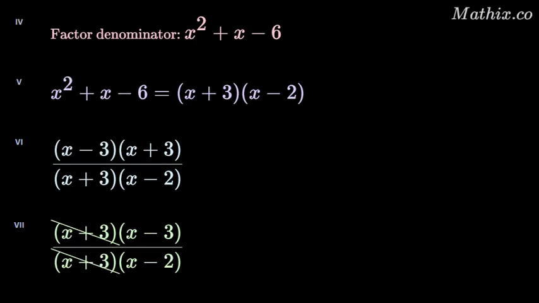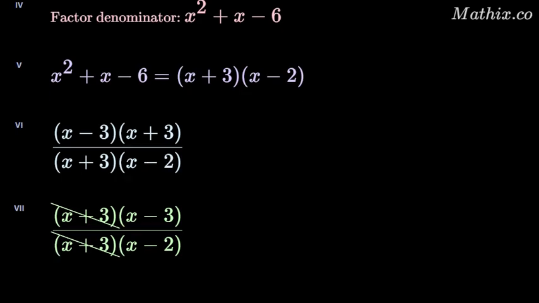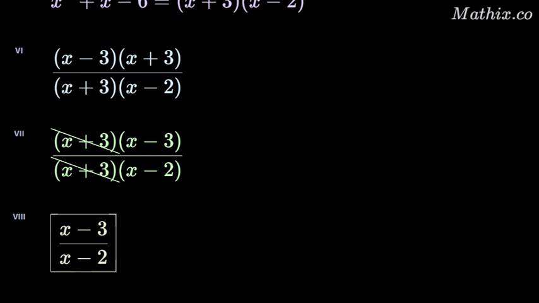We cancel the common factor x plus 3 from numerator and denominator because it is not 0. The simplified fraction is x minus 3 over x minus 2, which is the final answer.